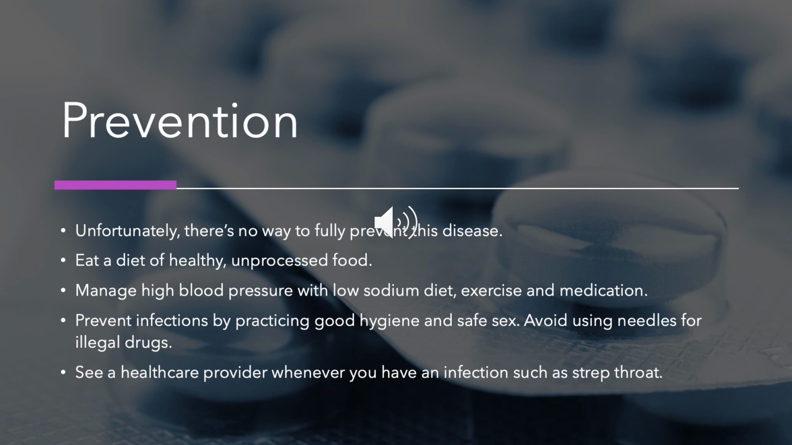Although there is no proven way to prevent glomerulonephritis, some practices may help. Eating a diet of healthy unprocessed food, managing high blood pressure with a low-sodium diet, exercise, and medication, preventing infections by practicing good hygiene and safe sex, avoiding using needles for illegal drugs, and seeing a healthcare provider whenever you have an infection such as strep throat.